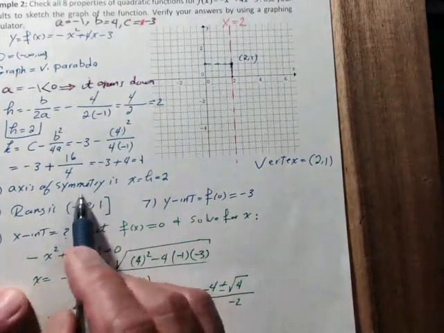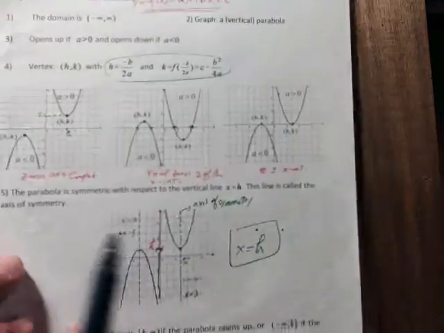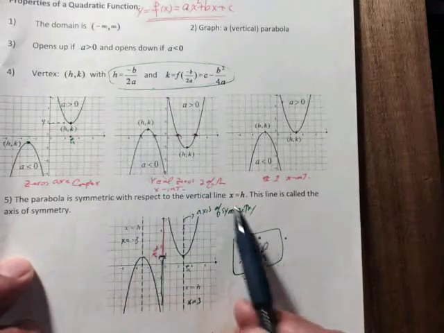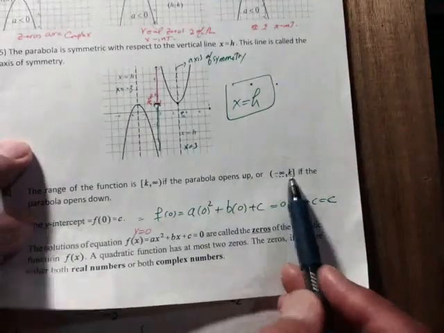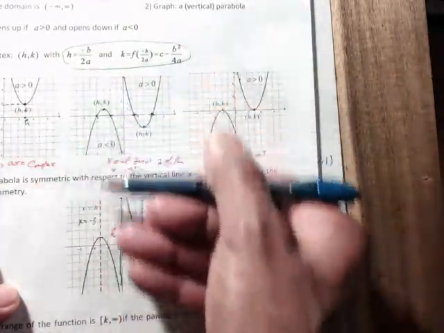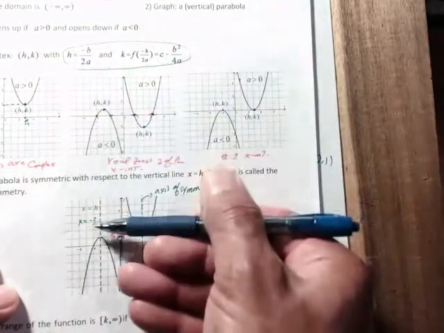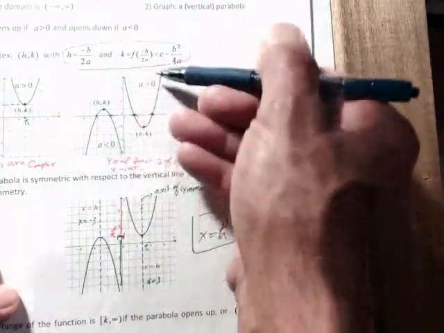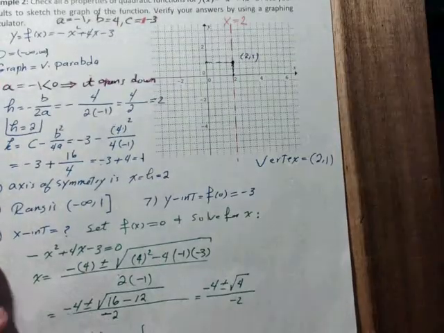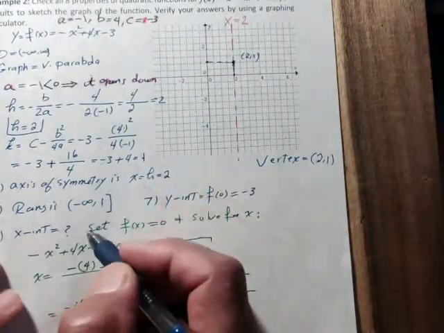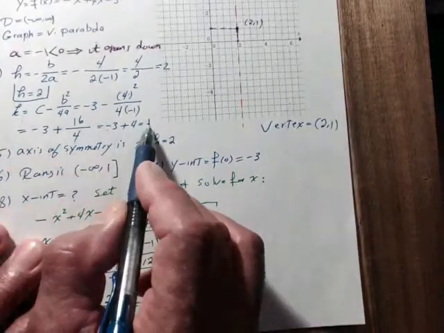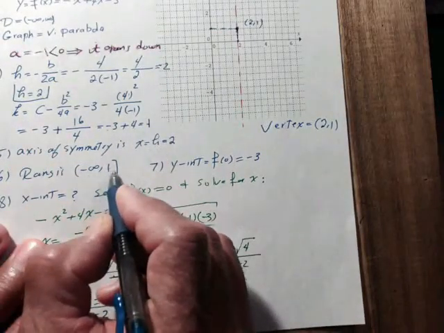Then the range. As I said here, if the parabola opens down like this, the range would be from minus infinity to k, because everything below the vertex is acceptable. All the y values below the vertex. If it opens up, everything above the vertex. In this case, because it opens down, everything below the y of the vertex, so the range is, because k is 1, minus infinity to 1.